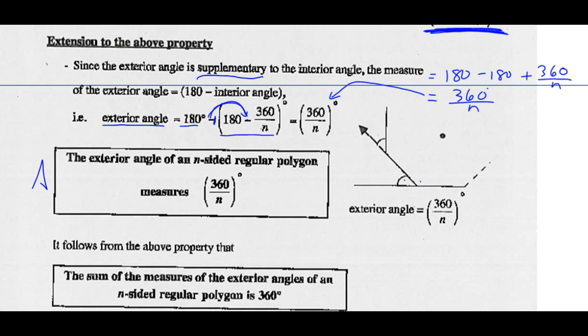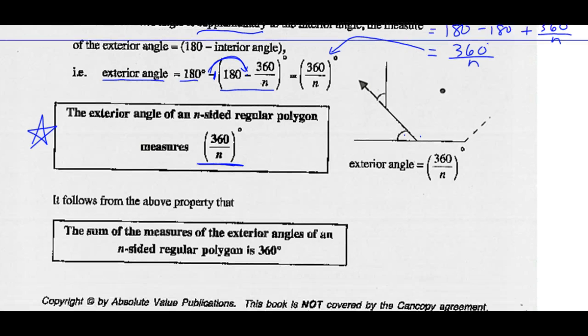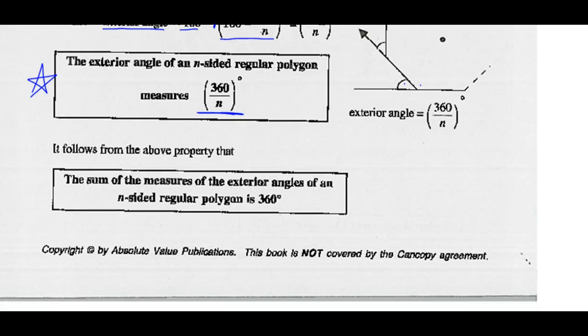So that's the third extension from this property. The exterior angle of an n-sided regular polygon is simply 360 degrees divided by the number of sides in that shape. It follows from the above property that the sum of the measures of the exterior angles of an n-sided regular polygon should be 360.